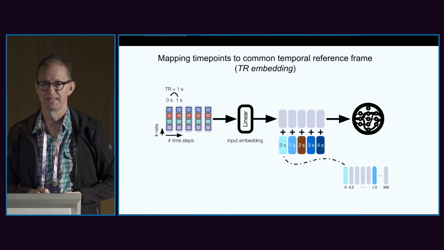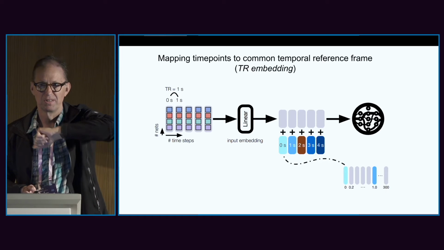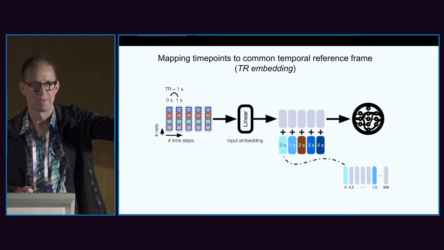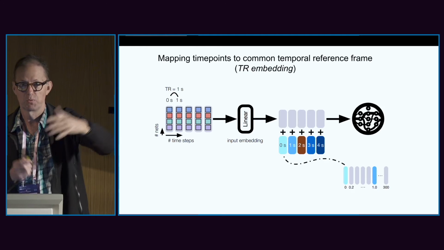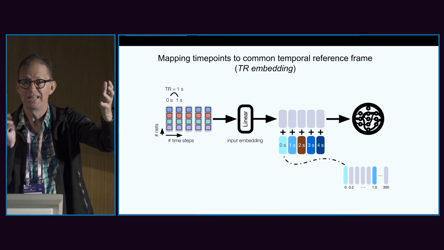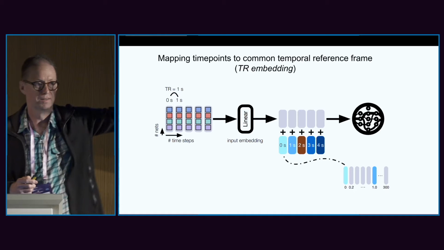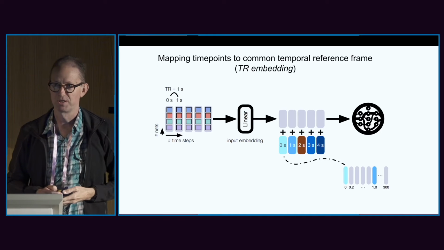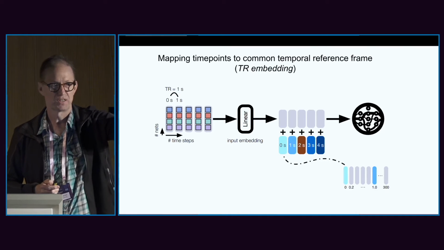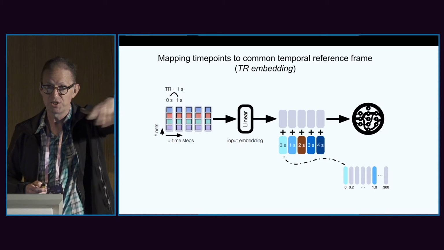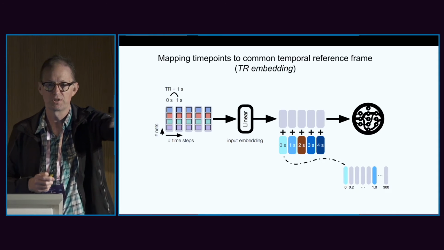Now, one of the tricks is that the time points aren't aligned between data sets, right? So different data sets will have different temporal resolution. One might be 700 milliseconds, one might be 2.5 seconds. And we need to align those. So one of the things that's done already in large language models is something called a positional encoding, where you basically tell it, this is the first word, this is the second, this is the third, this is the fourth.